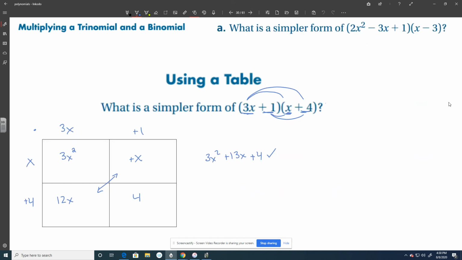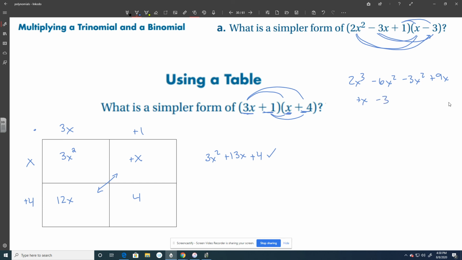If it helps me remember, I can do 2x squared times x. That's 2x cubed. And then I can do 2x squared times negative 3. That's negative 6x squared. Then I can do negative 3 times x, so negative 3x squared. Then I can do negative 3 times negative 3. That's positive 9x. Then I can do 1 times x, which is a plus x. And I can do 1 times negative 3, which is negative 3.